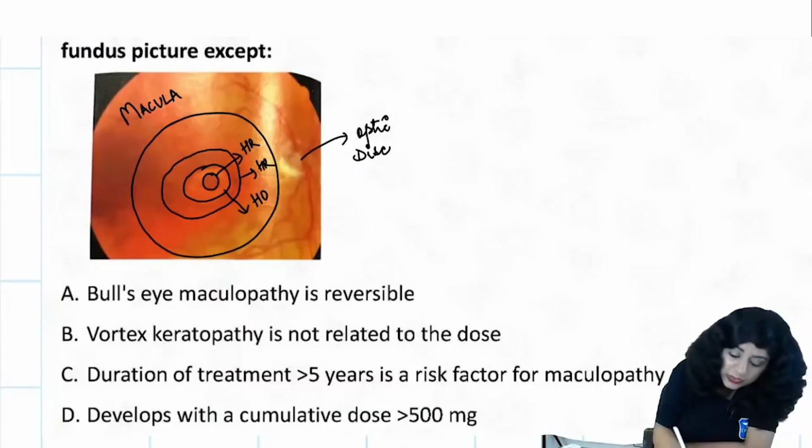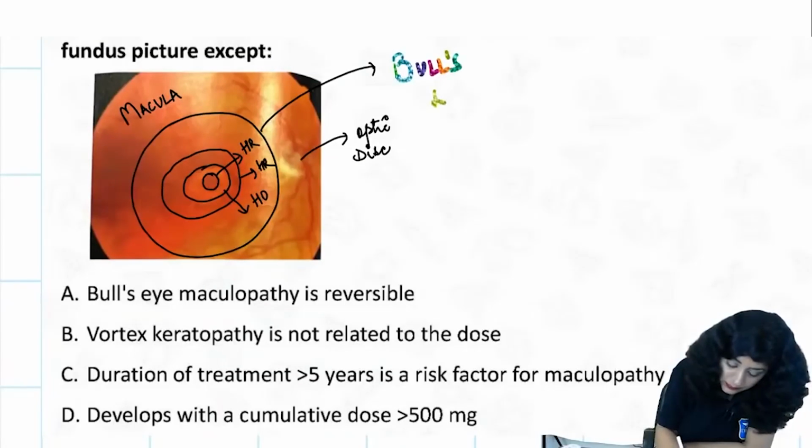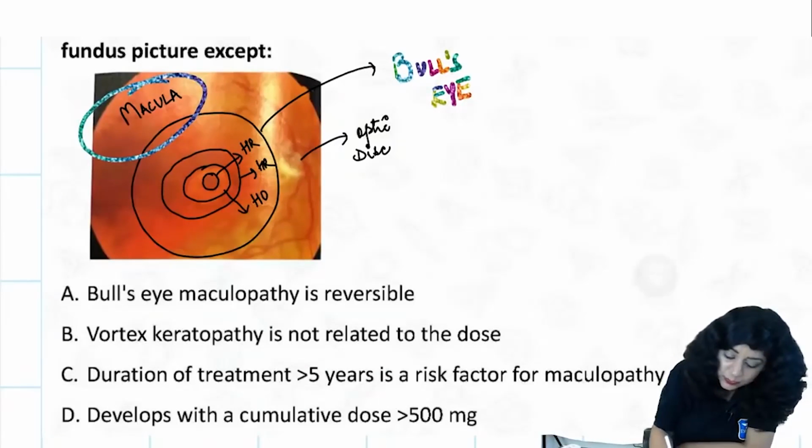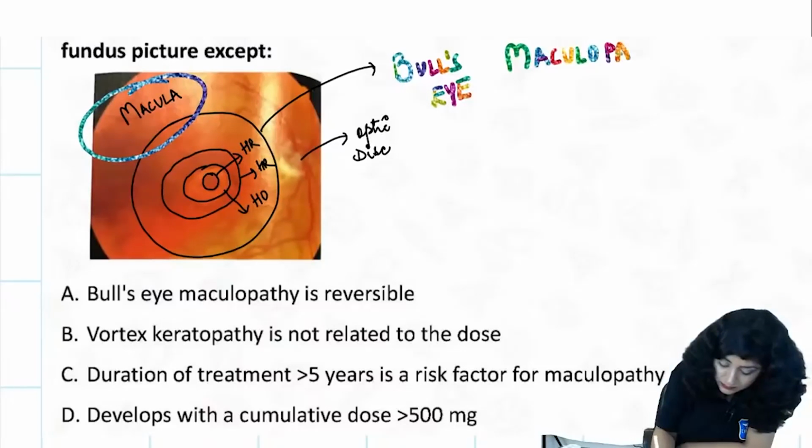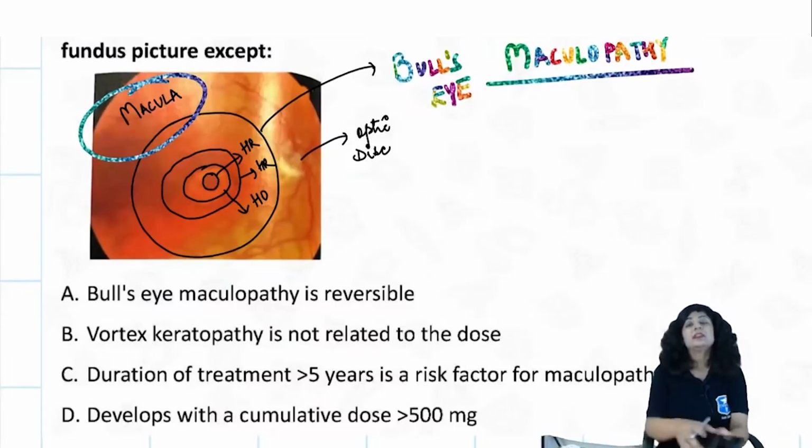So this is actually what? This is your bullseye, and this is the macula. So this is bullseye maculopathy. So this is your bullseye maculopathy. Yes or no?